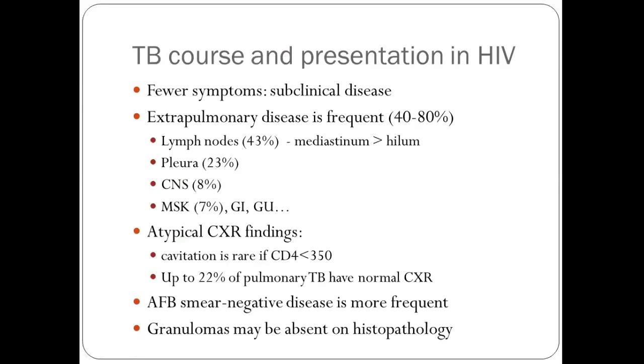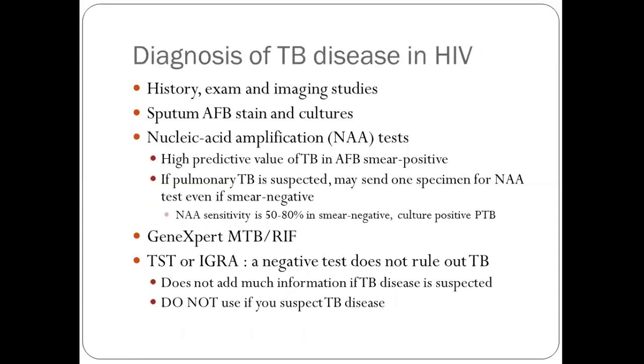So AFB smear negative disease is more frequent. Similar to what is exemplified in case 2, you can have 3-4 smears negative, and then 3-4 weeks later, your culture is positive. The good thing from a public health perspective is that the patient may not be at a high risk for transmission, so that's good. But well, there is always a risk. And granuloma may be absent on histopathology, as in case number 1.